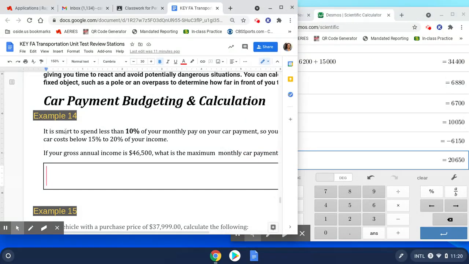All right, so in your project and on the upcoming test, we might ask you a common question. In general, we try to think of breaking down your budget into what percentages should go towards each item. A general rule of thumb is to keep your car payment less than 10% of your monthly pay. So, if your gross annual income is 46,500, what is the maximum monthly car payment you should shoot for?